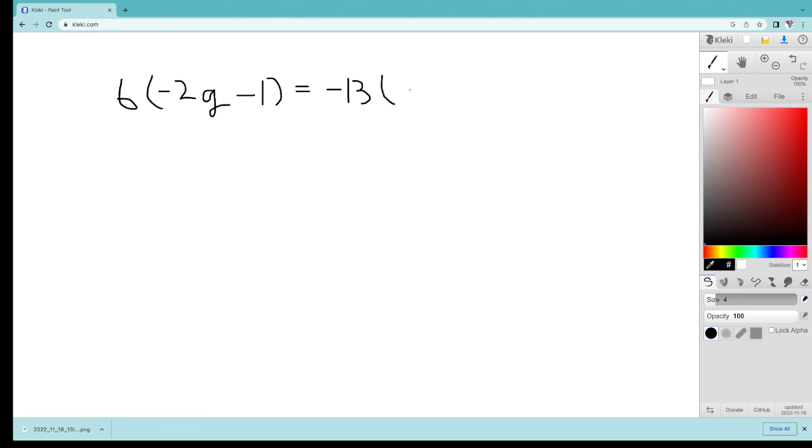Actually, let me do this: negative, and then times 13. This seems like a fun problem for y'all. Anyway, so our problem is going to be 6 times negative 2g minus 1 equals negative 13g plus 2.